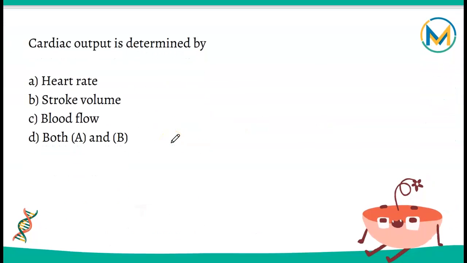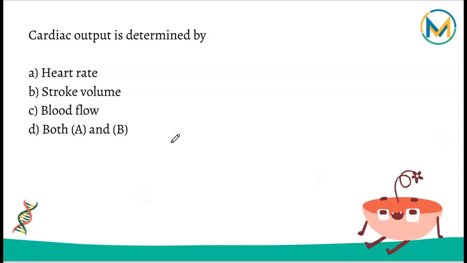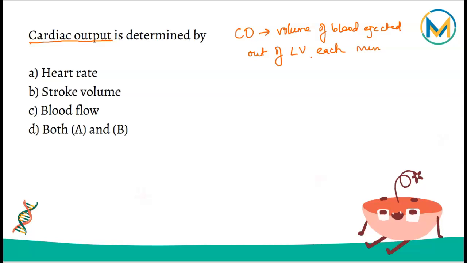The next question we have is: cardiac output is determined by. So first let's see what's cardiac output. Cardiac output, also denoted as CO, is basically the volume of blood that's ejected out of the left ventricle each minute. Every minute how much blood is ejected out, that's called cardiac output. And cardiac output is a product of our heart rate and the stroke volume. Both together form the cardiac output.